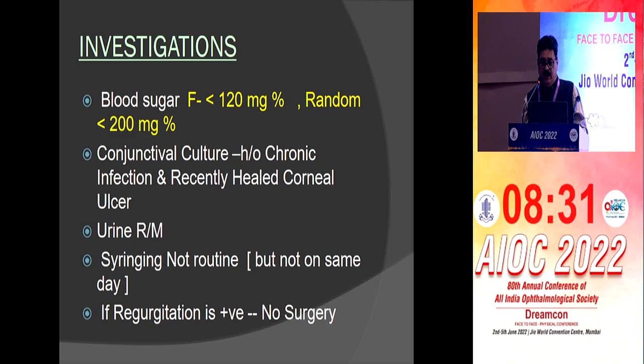Blood sugar fasting less than 120, random less than 200 mg%. You can operate any case, there will be no trouble for you. Conjunctival culture, history of chronic infection, recently healed corneal ulcer, urine routine microscopic examination. But syringing should not be done on the same day. If you have to do the syringing, it should not be done on the same day. If regurgitation is positive, then we should avoid the surgery.